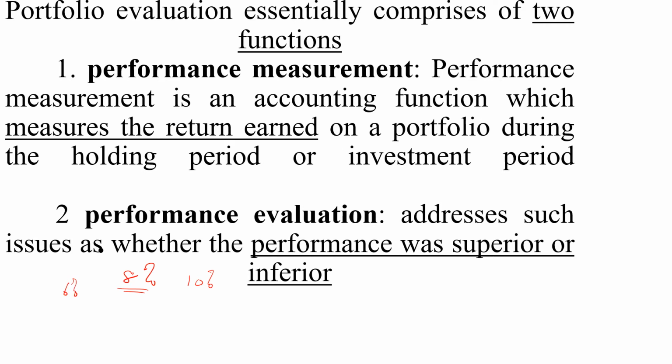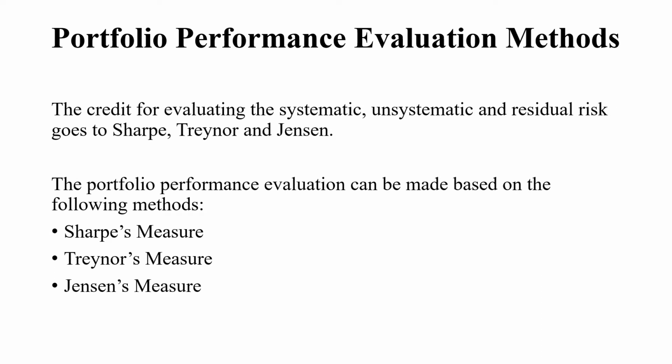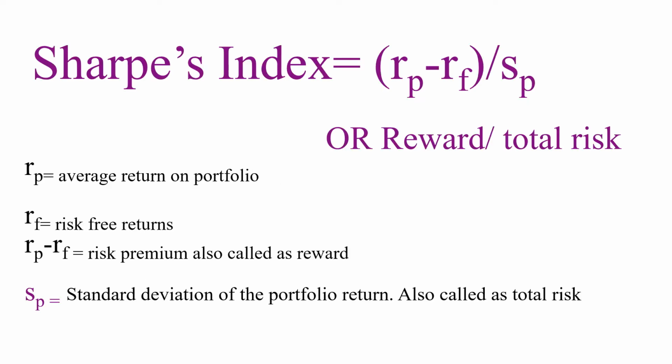So we are doing two things. One, we are measuring the returns, and then you're comparing it with the standard. You're seeing whether it is less than the standard or higher than the standard. Now, how do you do it? There are different methods that are involved. The major three methods are Sharpe's measure, Treynor's measure, and Jensen's measure. First, let's see the Sharpe's index.